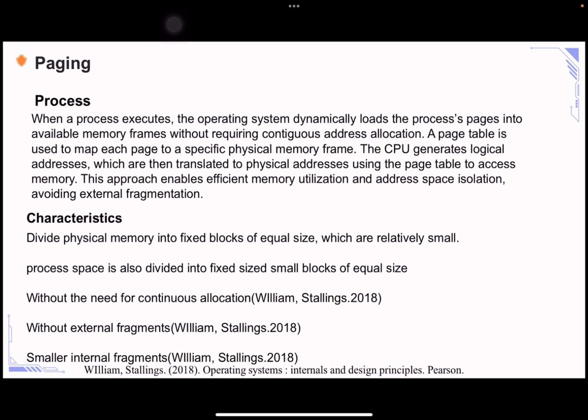So the process is, when a process executes, the operating system dynamically loads the process pages into available memory frames without requiring contiguous address allocation. A page table is used to map each page to a specific physical memory frame. The CPU generates a logical address, which is then translated to a physical address using the page table to access memory.